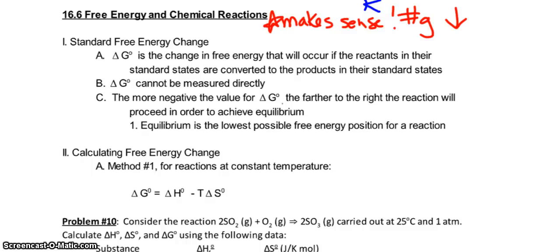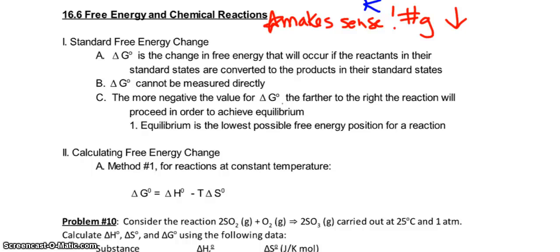Delta G cannot be measured directly. We don't have any delta G meters or Gibbs free energy meters out there, not like we have a thermometer. And so the only way you can actually calculate delta G is through other means, using the equations, or you'll see what's coming up here.